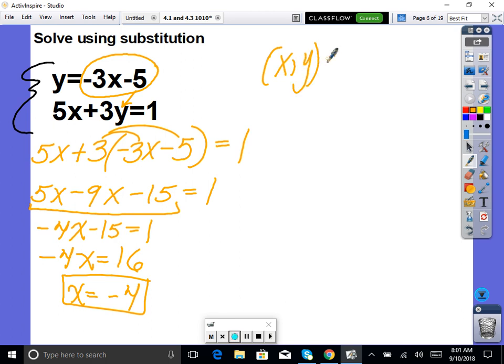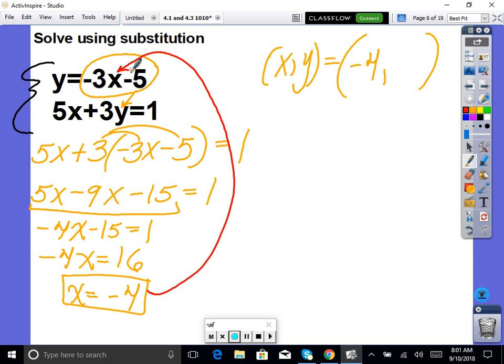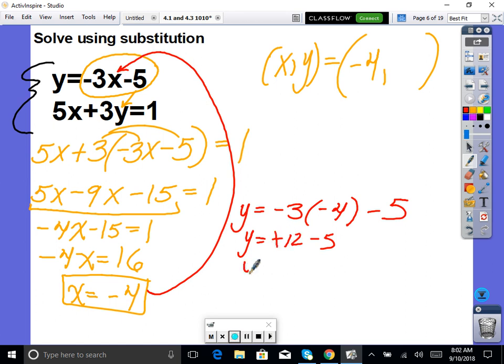I have an xy point equal to, my x value is negative 4, but now I need to figure out the y value. So here we go. Plug it into the top or bottom. It doesn't matter where. You'll get the same answer. I'm putting it in the top because it's already y equals form, but it would not matter. So y is equal to negative 3, our x is negative 4, minus 5. So y is equal to negative 12 minus 5, right? Oh, no wonder. Positive 12 minus 5, so y is equal to 7. Boom. We're done. Not too bad, right?